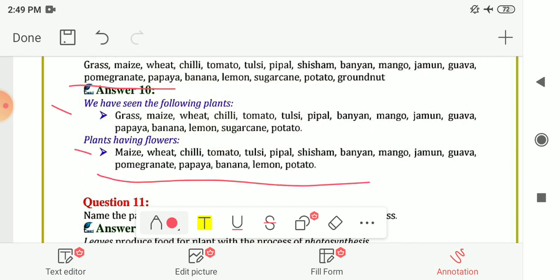So these all plants have the flowers, that is maize, wheat, chili, tomato, tulsi, peepal, sesame, banyan, mango, jamun, guava. Other than that, pomegranate, papaya, banana, lemon and potato also have the flowers. So these are the examples of the plants having flowers.